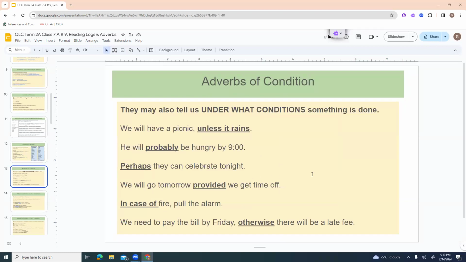So adverbs of condition, they tell us when or under what conditions something gets done. So we will have a picnic unless it rains. He will probably be hungry at 9 o'clock. Perhaps they can celebrate tonight. We will go tomorrow provided we get time off. In case of fire, pull the alarm. We need to pay the bill by Friday. Otherwise, there will be a late fee.